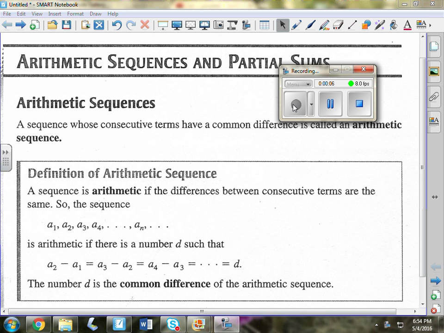Greetings. Today we're going to take a look at arithmetic sequences and partial sums. So a sequence is arithmetic if the differences between consecutive terms are the same.